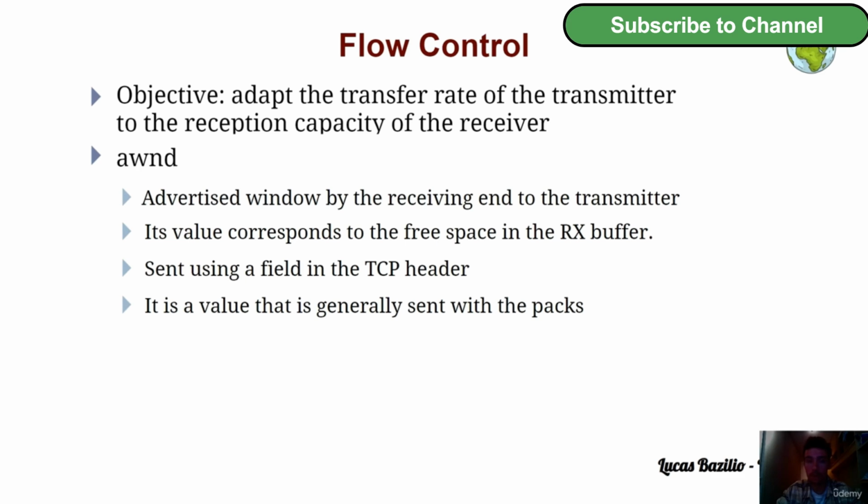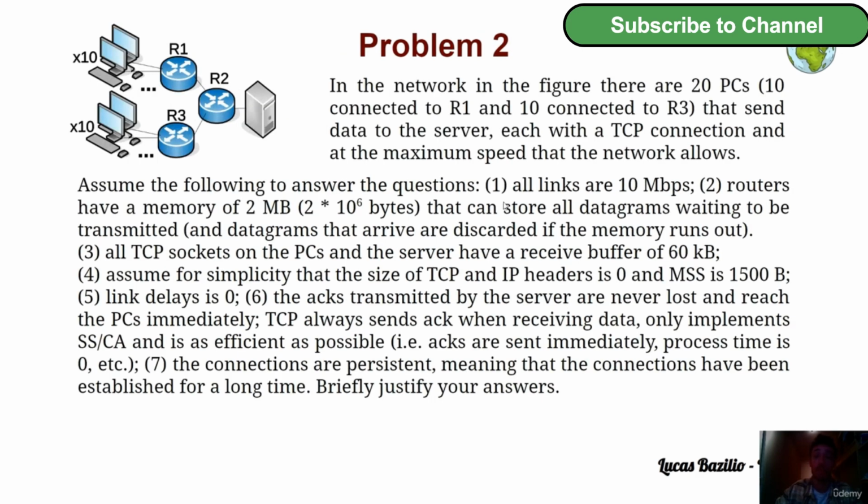So how do we calculate the advertised window? Remember that with the advertised window, the objective is to use flow control to adapt the transfer rate of the sender to the reception capacity of the receiver. This generates the advertised window. In other words, to calculate the advertised window, we only need to look at the size of the receive buffer. Looking at the size of the receive buffer, we see that we have 60 kilobytes. So 60 kilobytes is going to be the value of the advertised window.